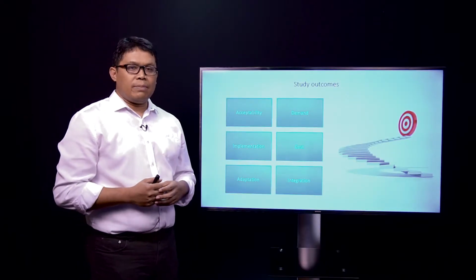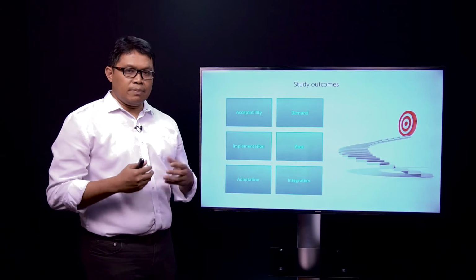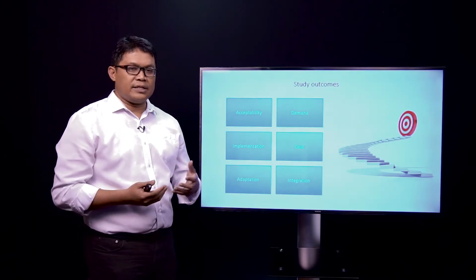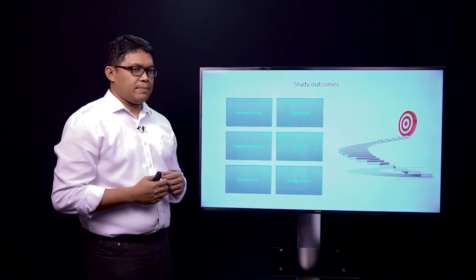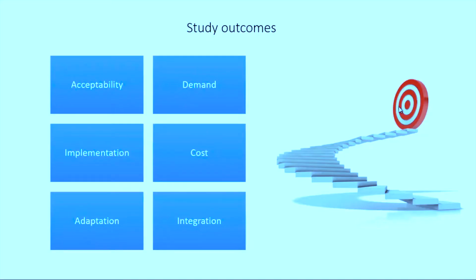We also need to think about the study outcomes. In implementation research, there are several study outcomes that we can measure. For example, acceptability. These outcomes measure the acceptability of the intervention for the intended users. We can also measure the demand for the intervention among the intended users.